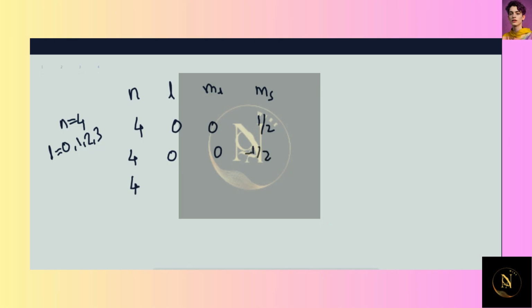Now for the last electron we can have L as 1. So ML can be anything. It can be minus 1. I'm just going to take 0 here. When L is 1, ML can be anything, minus 1, 0, or 1. So I'm going to take 0, and let's take the 1 half quantum number. So the last state is uncertain, it can be anything.